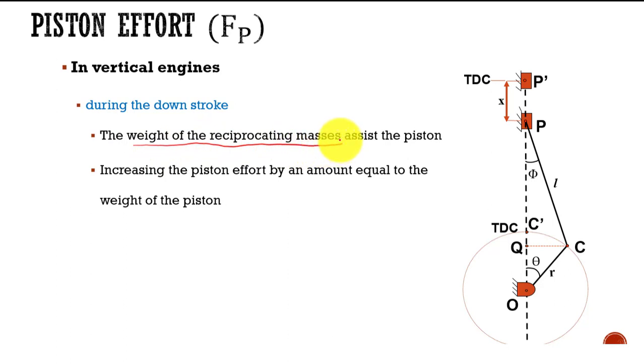Okay, because as far as a horizontal engine is concerned, the weight of the reciprocating masses does not lie along the line of motion. In the horizontal case, the piston is going to move like this, so the weight of the piston, the weight of the reciprocating parts, acts in the downwards direction, but motion happens in this direction. The line of stroke is here, so there is no direct connection between this motion and the weight of the reciprocating mass.